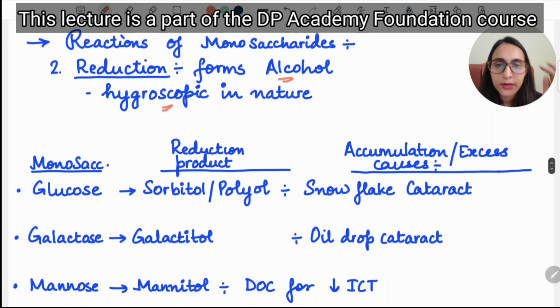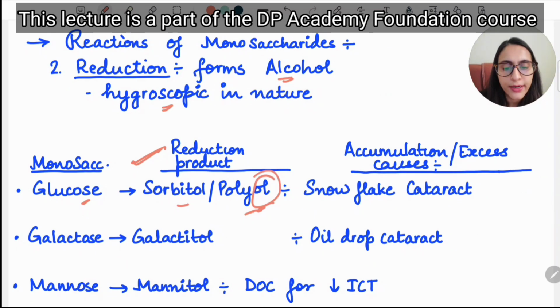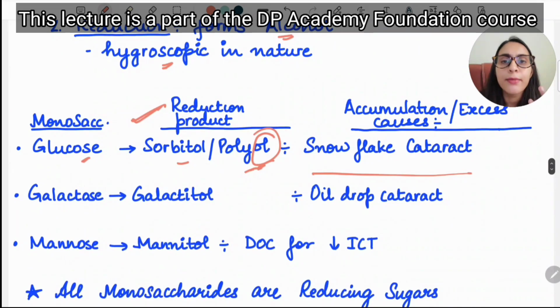Now the reduction product of a monosaccharide: if you see glucose, which is a 6 carbon sugar, if reduction happens for glucose, it forms sorbitol or polyols. The suffix -ol is used for alcohol, and accumulation of sorbitol causes snowflake cataract in diabetic individuals. Again, a 6 carbon monosaccharide, galactose, on reduction can produce galactitol. Ol again is an alcohol.